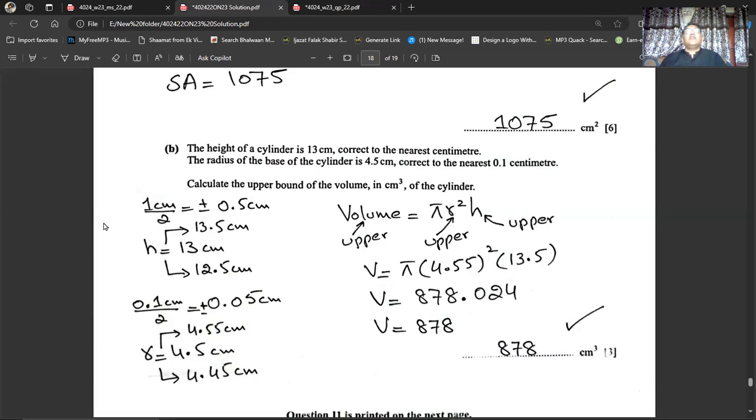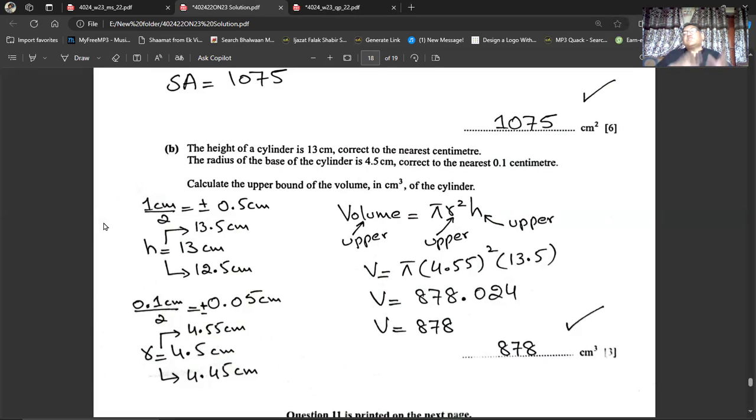In the same way, he says the radius is correct to 0.1 centimeter. So I will divide 0.1 centimeter by 2, I will get 0.05 centimeter. If you add this to the radius, you will get the upper bound of the radius. If you subtract this from the radius, you will get the lower bound of the radius. So the upper bound of the radius will be 4.55 centimeter and the lower bound of the radius will be 4.45 centimeter. Their question is to calculate the upper bound of the volume in centimeter cube.